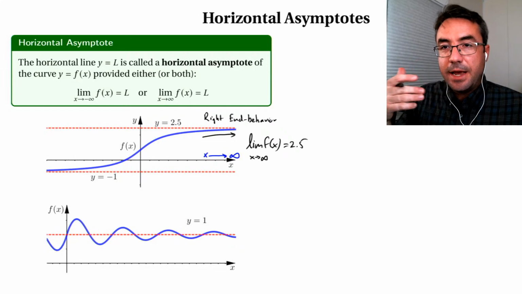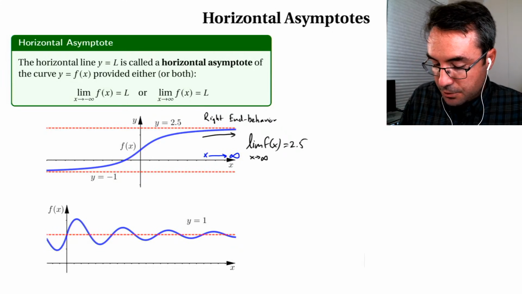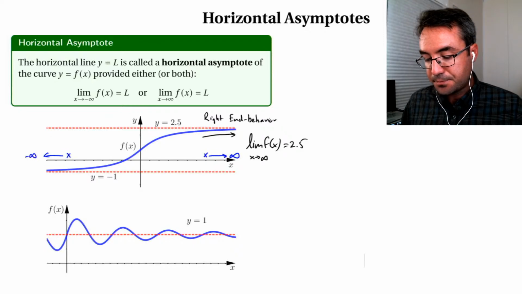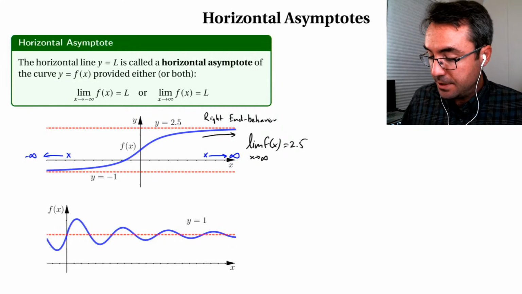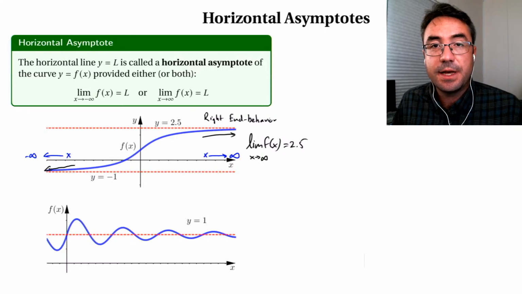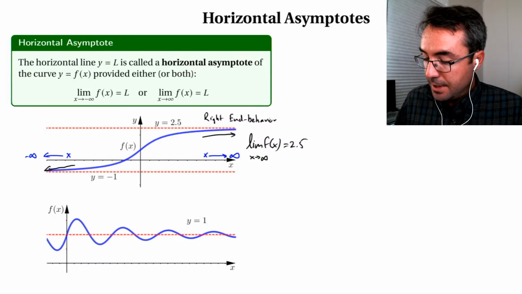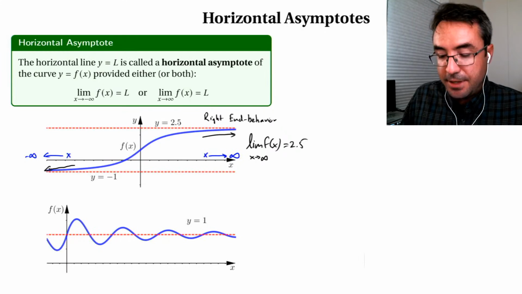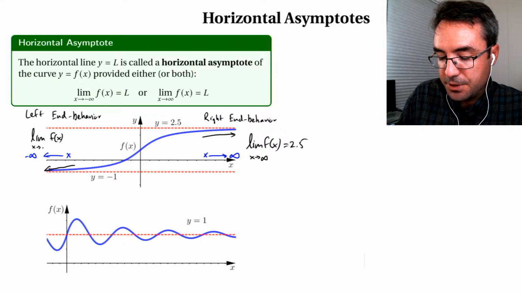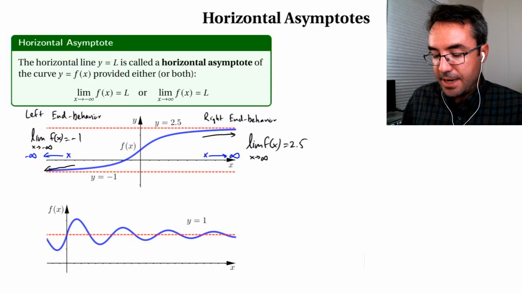Now on the left end behavior, that's where x is approaching minus infinity. So it's going in the opposite direction. And as that happens, what does our function look like it's doing? Well, the curve looks like it's getting closer and closer to that line y equals -1. And so in that case, we can describe that as a limit. So the limit of f of x as x approaches minus infinity looks like it's -1.